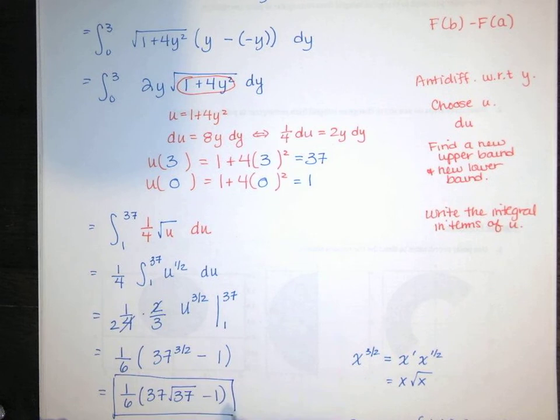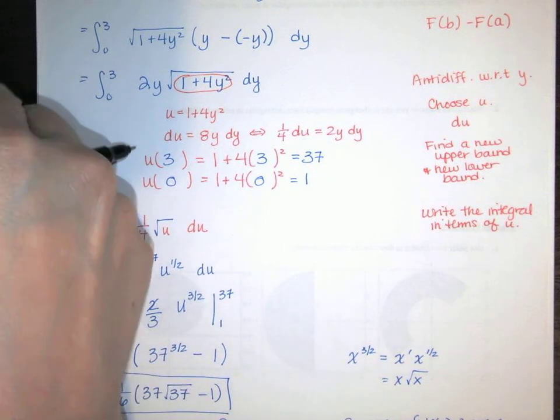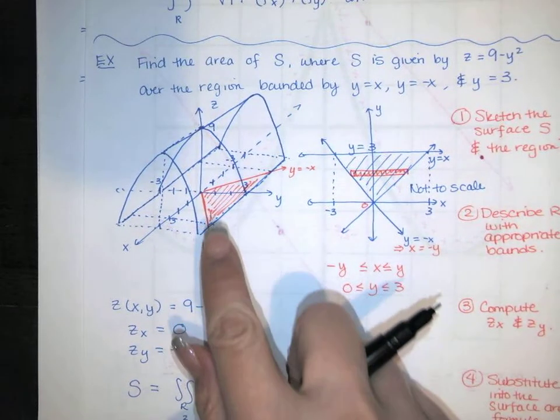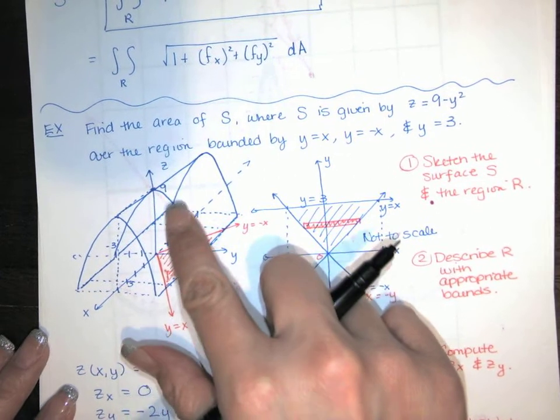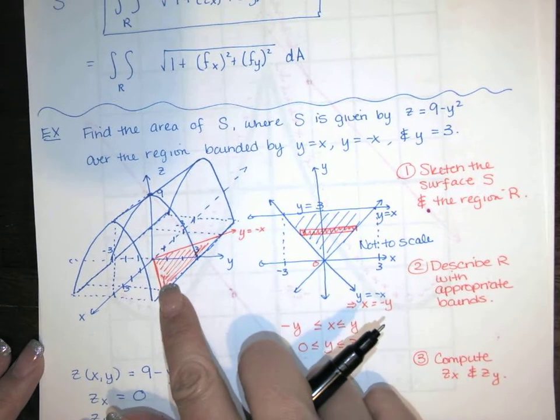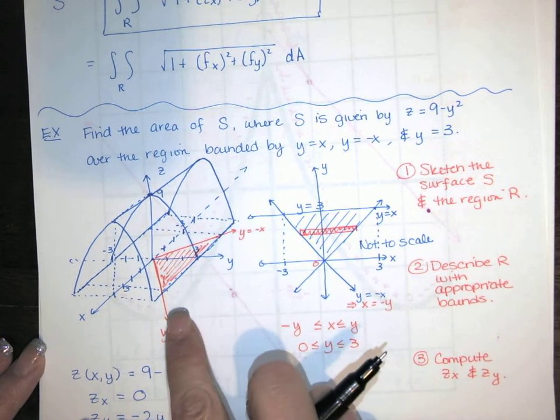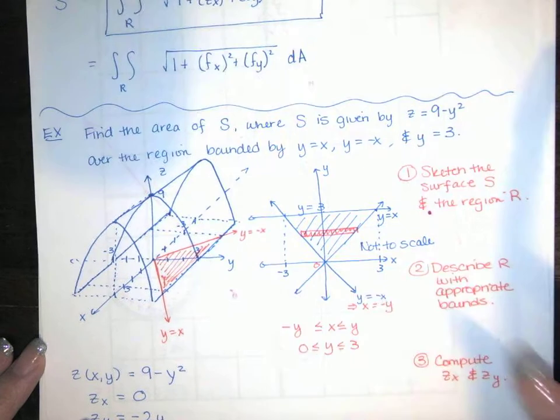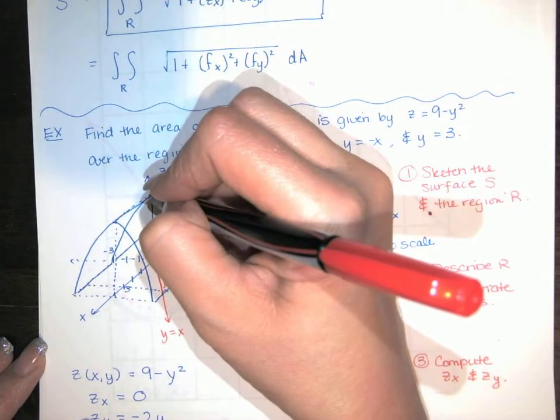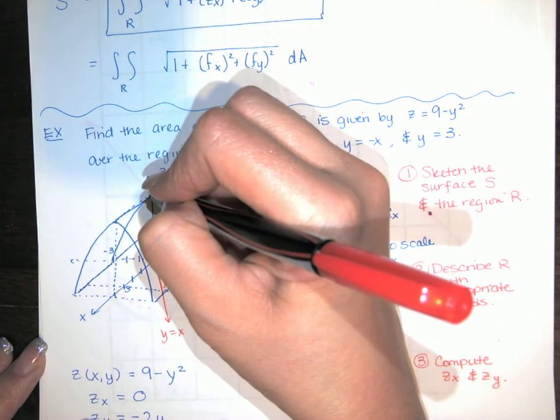If you're saying to yourself, what is that? Remember, it's the area of this surface that lies above this triangle. If you're asking what exactly is the area, it's this piece.